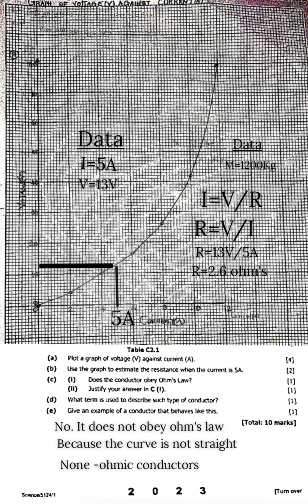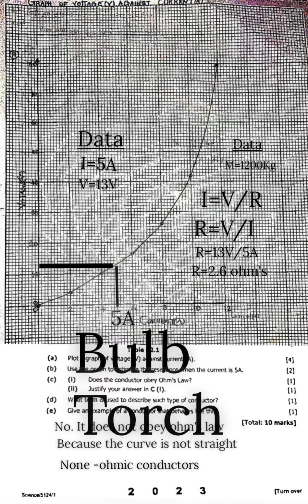Then the last question, which is question E, give an example of a conductor that behaves like this. So, I'm going to say the bulb. The bulb does not obey Ohm's law. Apart from the bulb, I can say the torch. So the torch does not obey Ohm's law. So that was the last one.